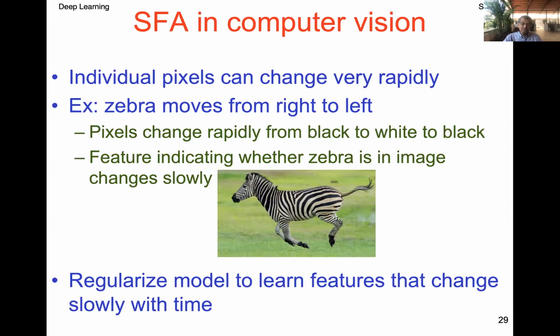The stripes of the zebra change dramatically from frame to frame. Pixel values, black and white and black and white and black and white, change a lot. But the zebra may be present in every one of the frames. So we say some pixels are rapidly changing, that is the black and white pixels. But the presence or absence of the zebra is not changing that much, remaining the same.